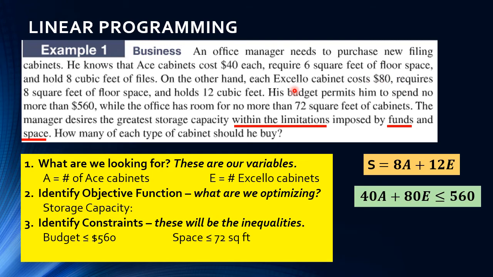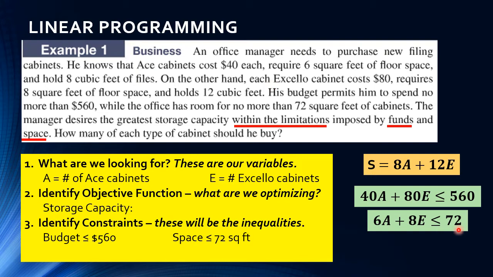So 40A plus 80E has to be less than or equal to $560. Our space, each ACE cabinet takes up 6 square feet, so 6A. Each Excello cabinet takes 8 square feet, so 8E has to be less than or equal to 72 square feet.